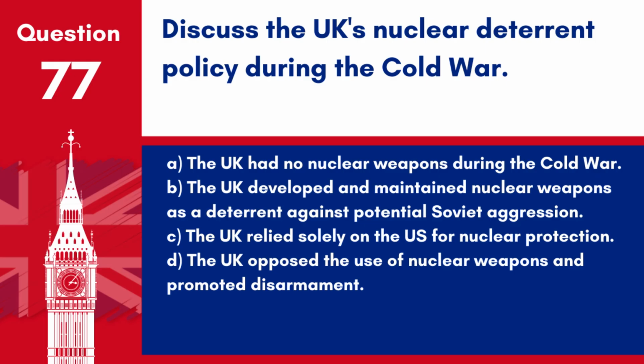Question 77. Discuss the UK's nuclear deterrent policy during the Cold War. A. The UK had no nuclear weapons during the Cold War. B. The UK developed and maintained nuclear weapons as a deterrent against potential Soviet aggression. C. The UK relied solely on the US for nuclear protection. D. The UK opposed the use of nuclear weapons and promoted disarmament.